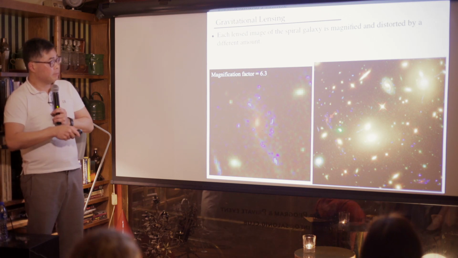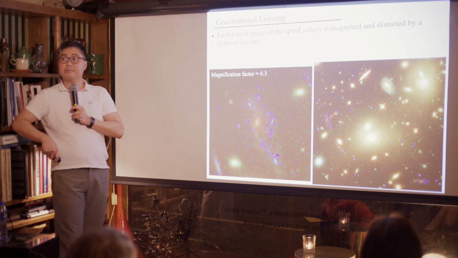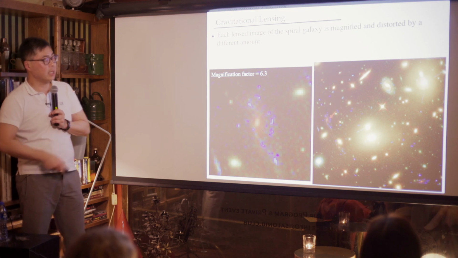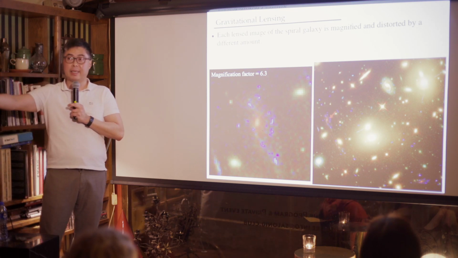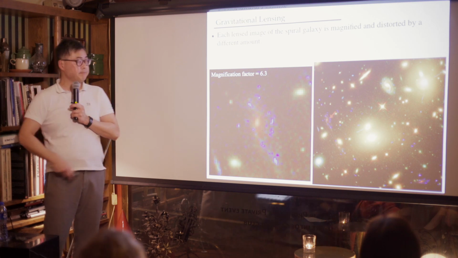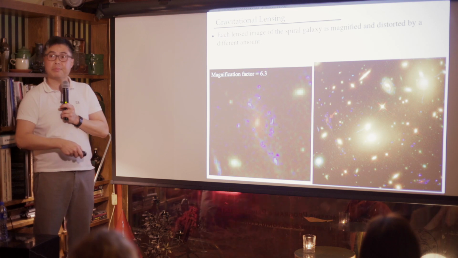Okay, this yellow thing here is a galaxy cluster, a very massive galaxy cluster. This object here is actually located far behind the cluster, and it's been magnified by a factor of 6.3. It looks reddish in the middle and blue out here. I'll show you later.